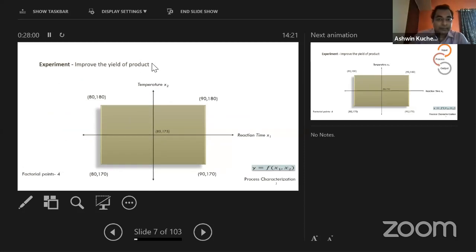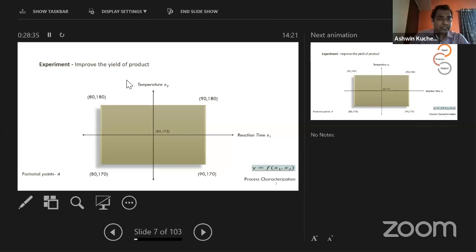So temperature and reaction time, in terms of a 2:2 factorial design, are the process factors. Here you can see 4 different factor points: 8170 is one factor point, 8180 is another, 9180 is another, and 9170 is the other. This is the block diagram which we will study with the help of the process model we discussed in the earlier slide, in terms of our different responses.